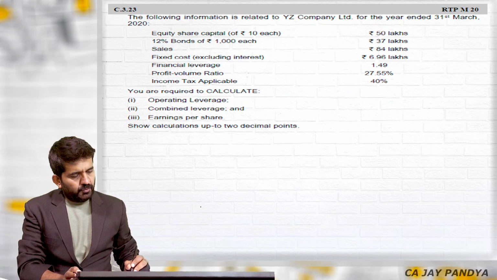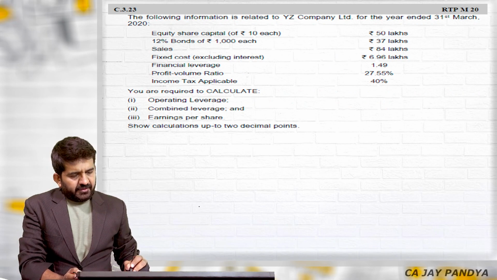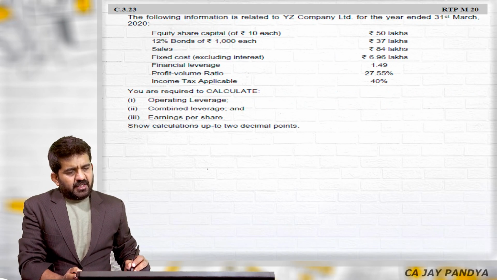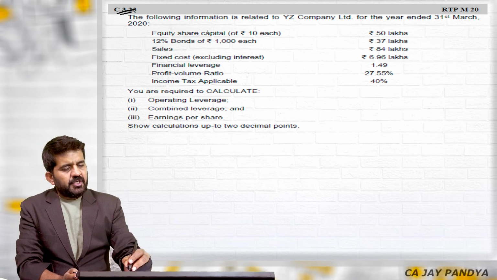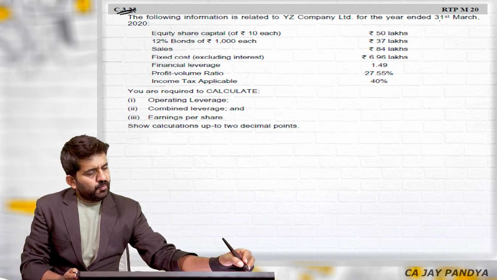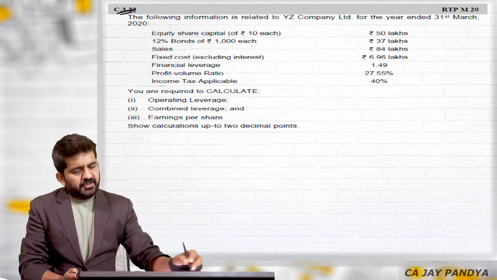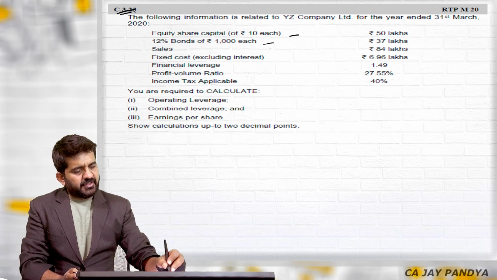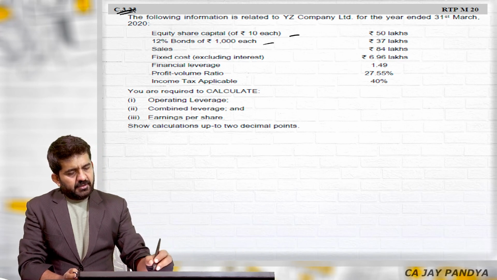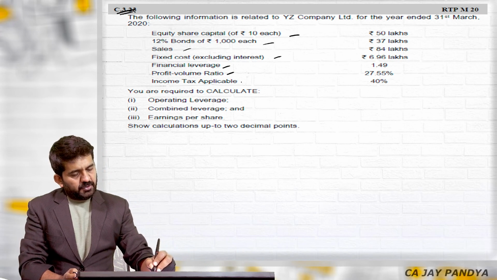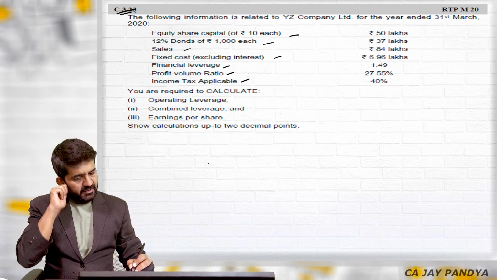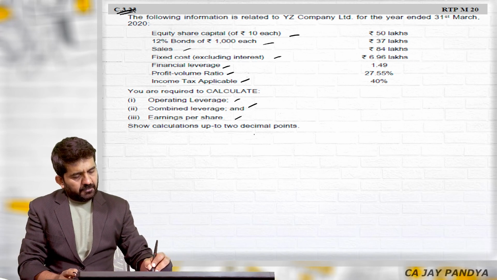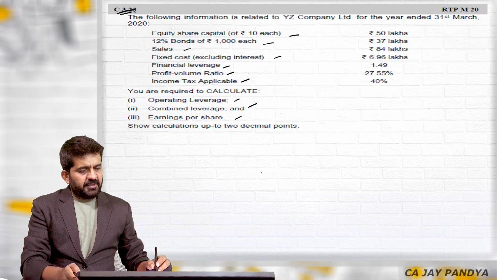This is C 3.22. Again, very simple. Last question, C 3.23. The following information is related to YZ Company Limited for the year ended 31st March 2020. Equity shares are there, 12% bond is there. Sales, fixed cost, financial leverage is given, PV ratio is given, and income tax applicable is given. You need to find out operating leverage, combined leverage, and EPS up to 2 decimal.